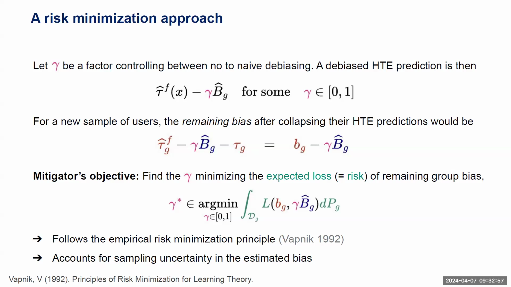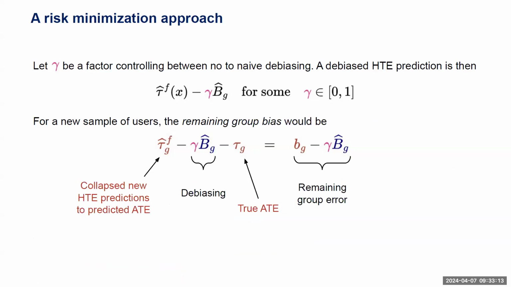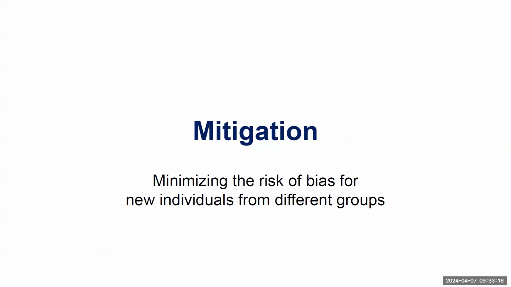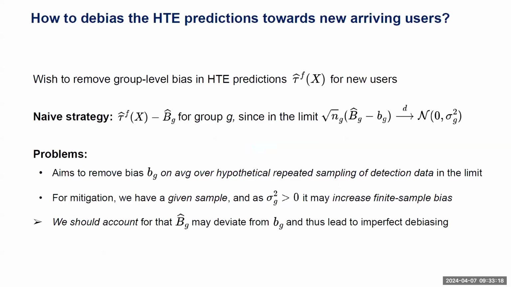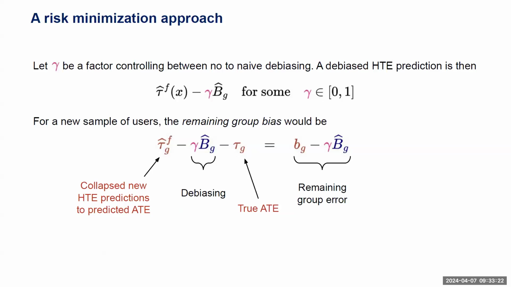You can think of another, more general strategy: debias according to some correction factor, here, gamma in pink. And this gamma is set from 0, meaning it would be 0 when we do no debiasing, up to at most 1. So it coincides with what they call the naive strategy. So then what happens if we do this?